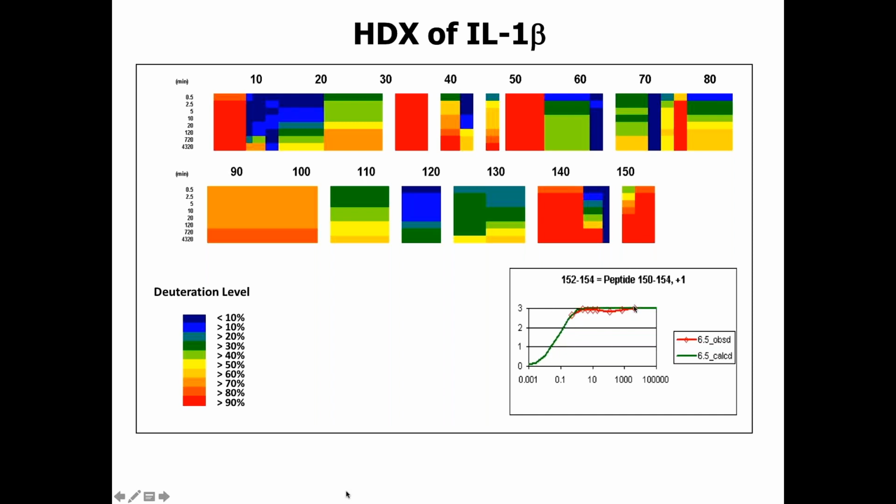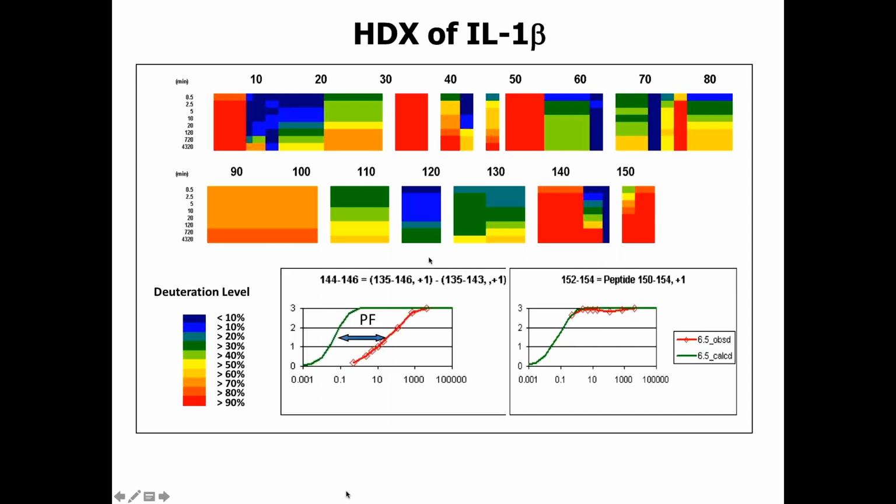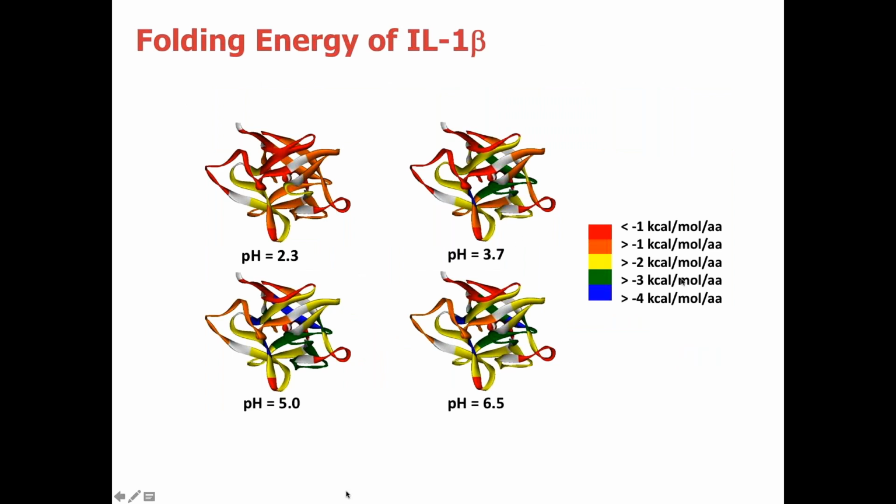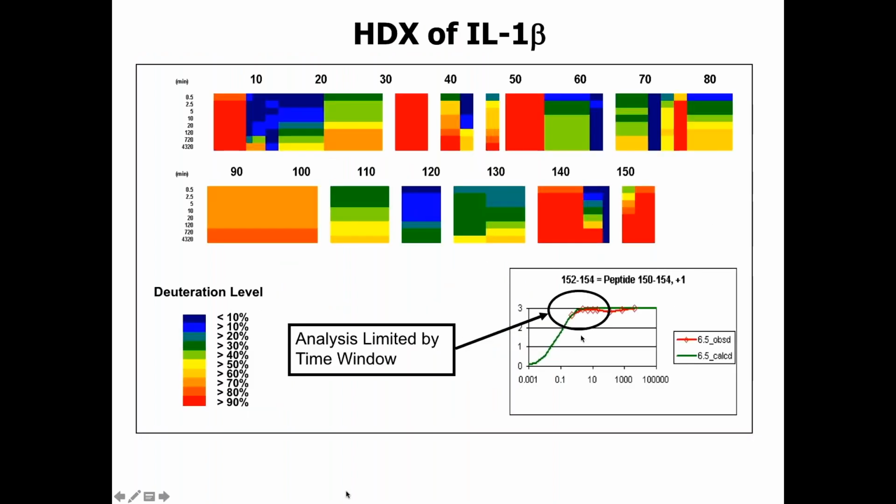Here's the measure, and this is the intrinsic exchange rate. There's no protection to exchange, so you could say it's disordered random coil. But if you look at this peptide here, 144, you can see there's significant protection to exchange from the intrinsic exchange rate. So when you plug in those calculations for protection factors that I showed you before, you can overlay them on the structure. In this particular experiment, it was looking at the melting of IL-1 beta at different pHs. And I did mention this time window expansion issue, which I showed on that slide earlier. So you can get additional information by doing this at the different pHs.